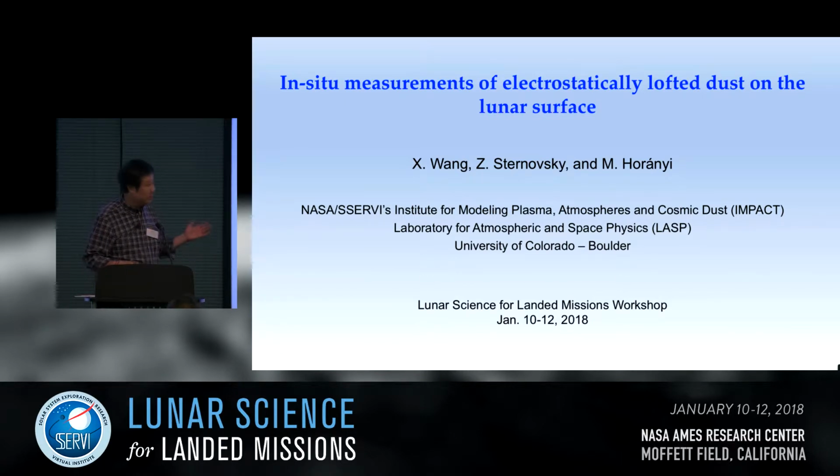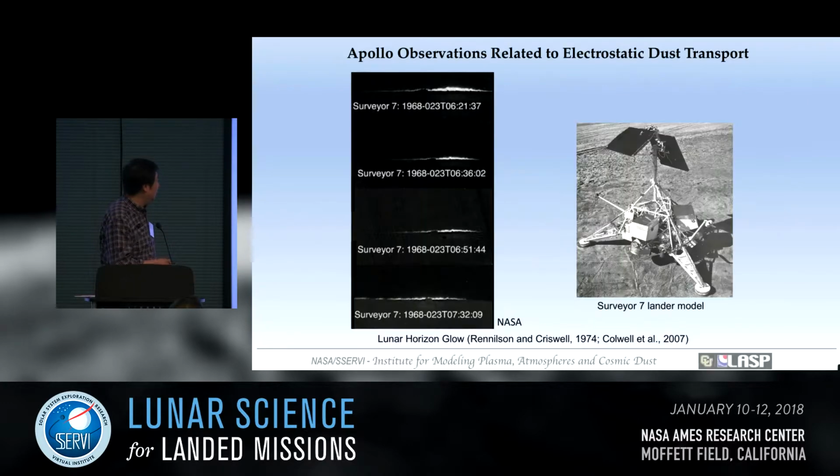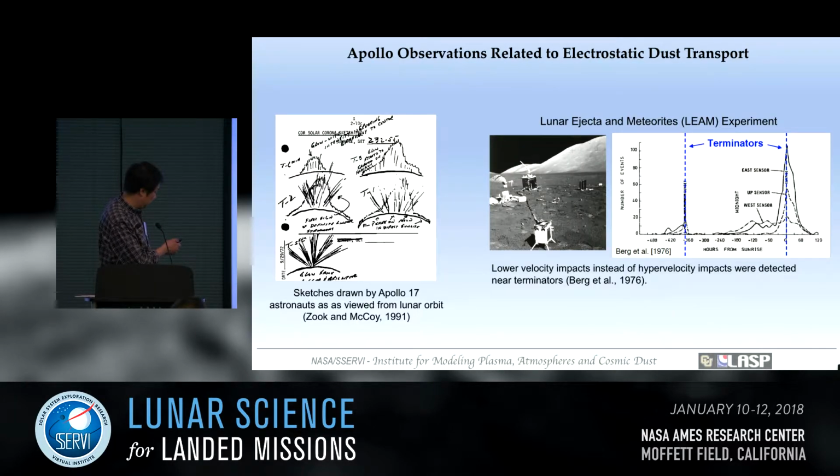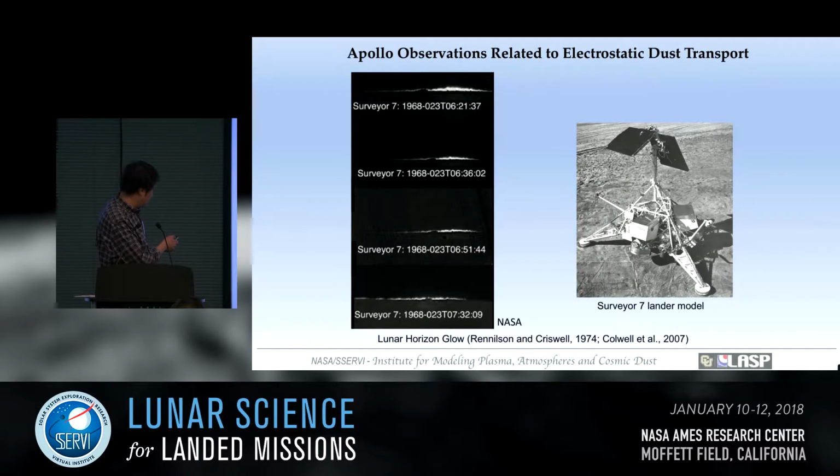Anyway, this talk will be a little bit different. We'll have electrons and ions. The first evidence of electrostatic dust transport was the so-called lunar horizon glow. This is an image taken by Surveyor 7, and you see this bright glow right above the lunar horizon. There's no air, no clouds on the moon, so what is this? It must be caused by lifted dust particles.